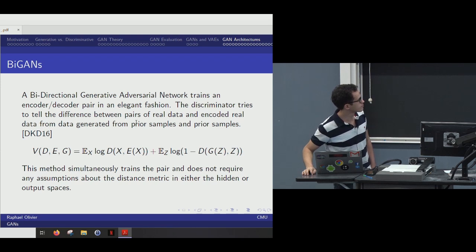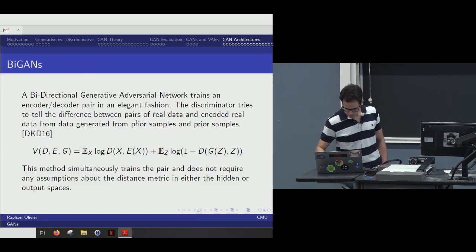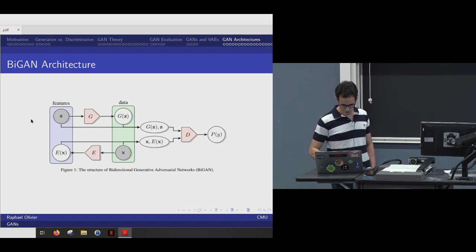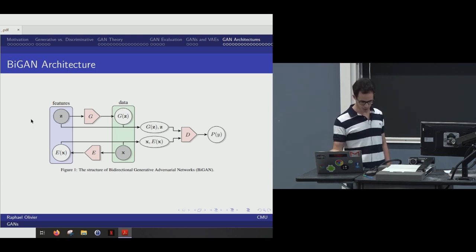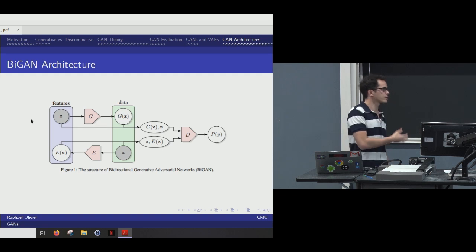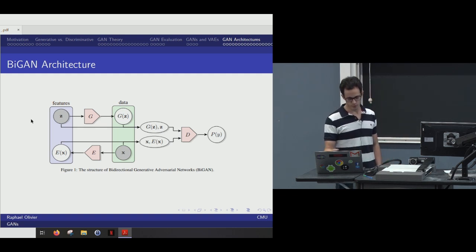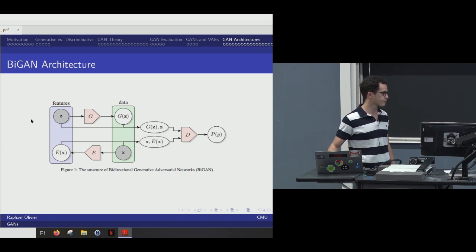Is it clear? Maybe it's clearer with the picture. So like you've seen, the features are randomly drawn from the Gaussian. You plug them into the generator, you get a generated image. And meanwhile, you also have real data that you put into the encoder, and you're trying to generate features that match a Gaussian. And the discriminator is taking pairs from either of those processes and trying to say, is this real, is this fake?